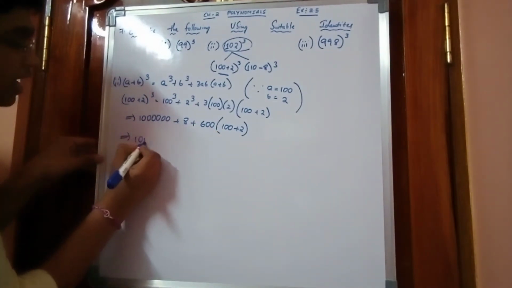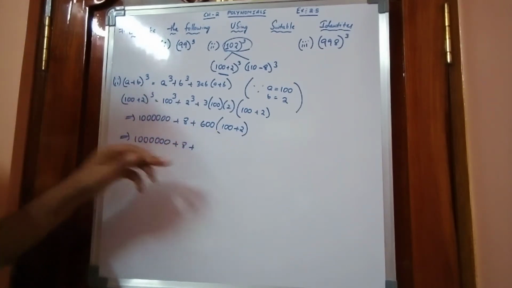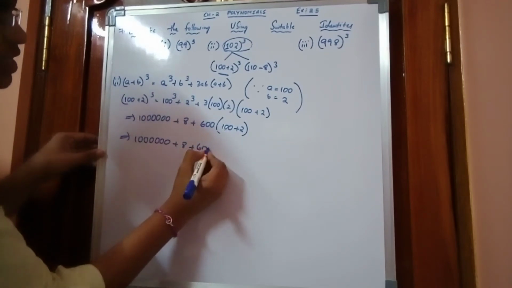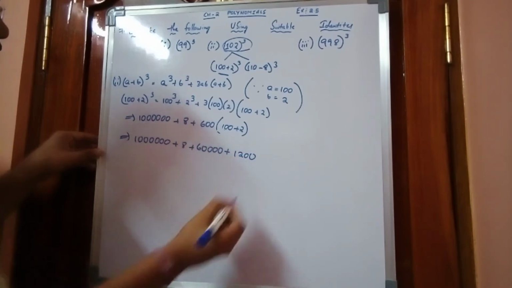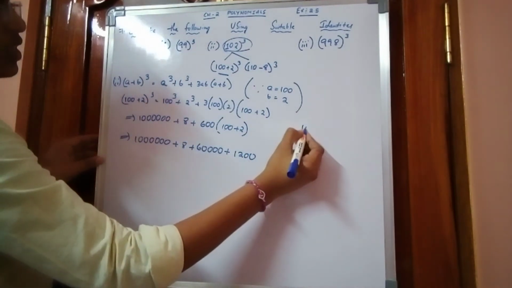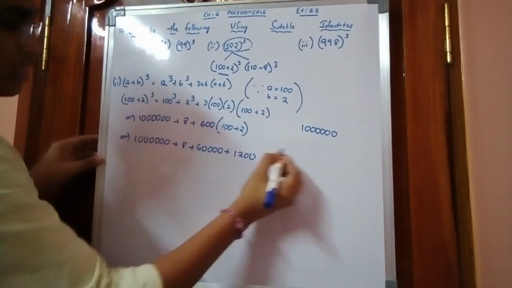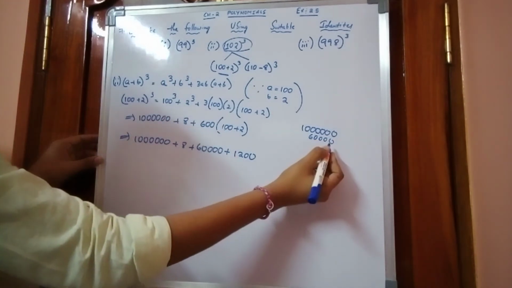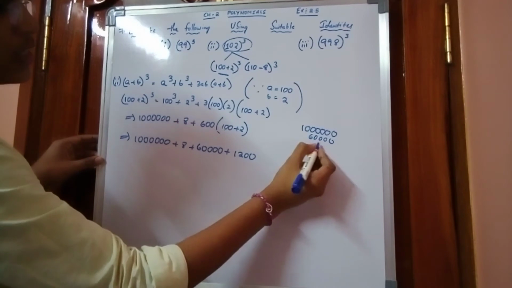This implies 10 lakhs plus 8 plus 6 into 1 is 6. So this extra 2 zeros also added. So we'll get here 60,000 plus 6 2s are 12, so 1200. So now add all the terms. So now adding all the terms 1 2 3 4 5 6, that is 10 lakhs plus 60,000, plus 1200.